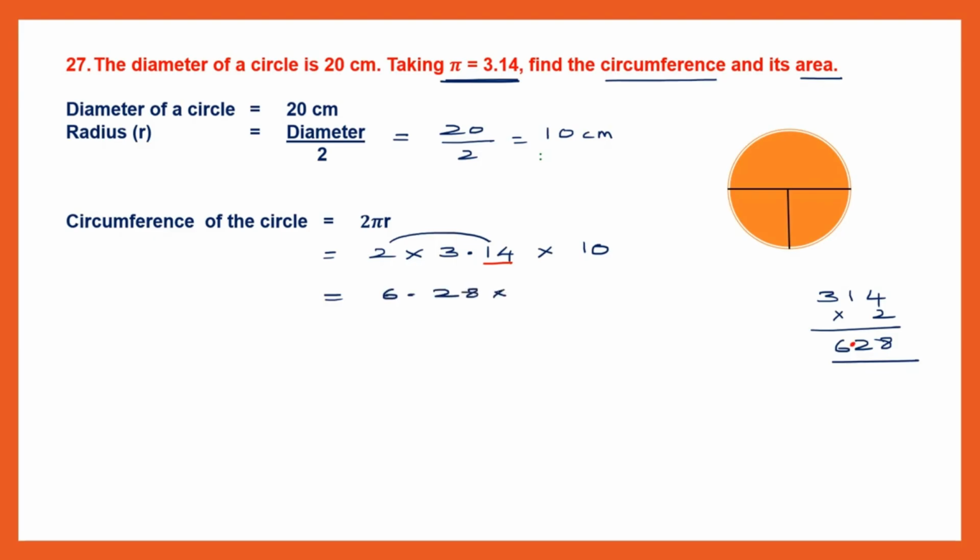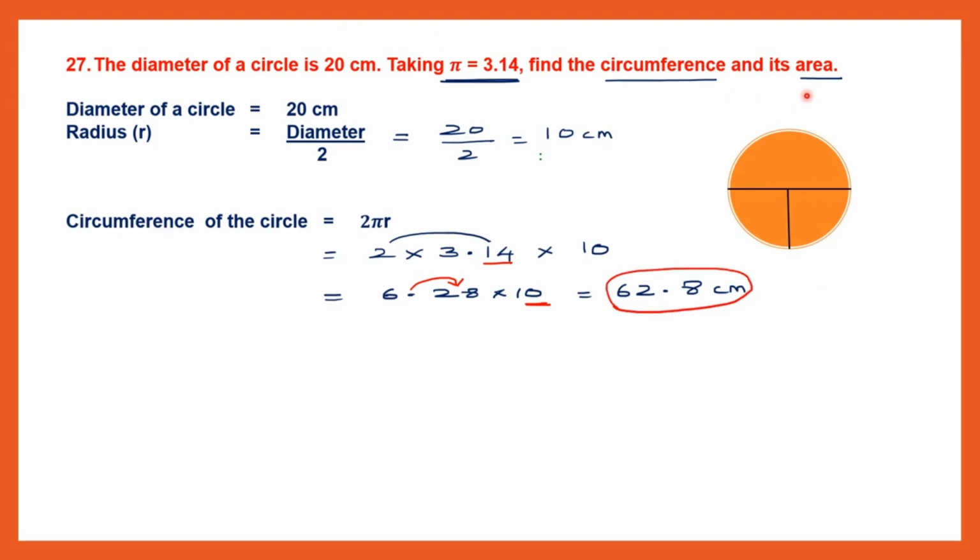6.28 into 10. Whenever you multiply decimal numbers by 10, 100 or 1000, all you have to do is move the point to the right. 10 has one zero, so the point will move one place to the right. So this becomes 62.8 centimeters. So we have found the circumference, that is 62.8 centimeters.